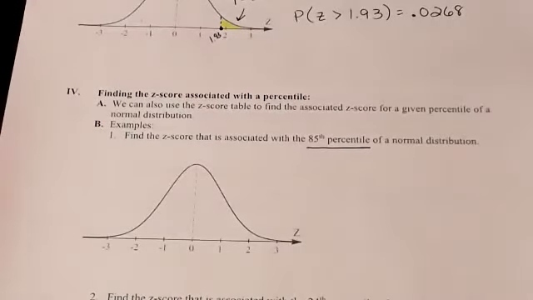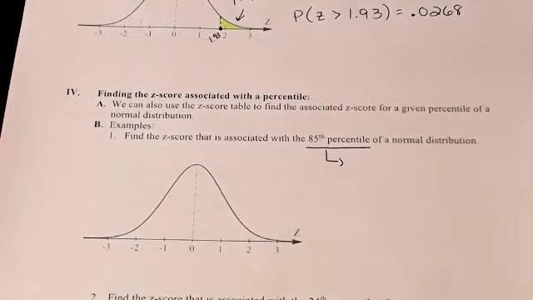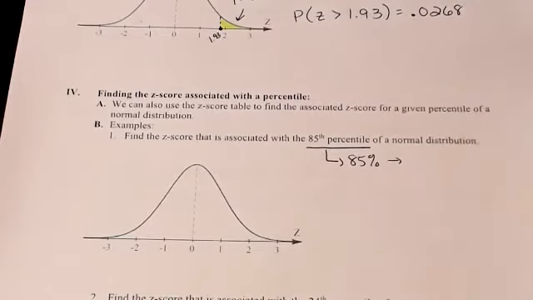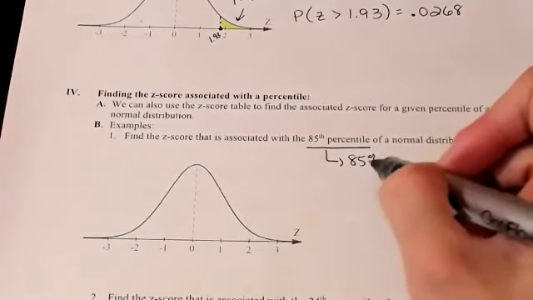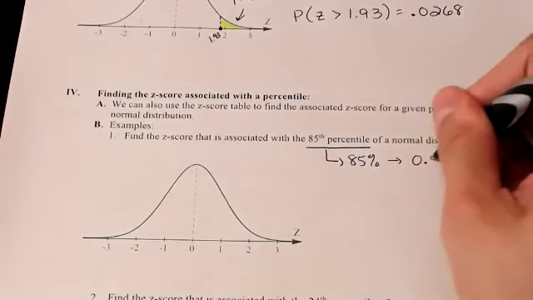Okay, let me show you. And this will probably be our last problem for the day. So find the Z-score that is associated with the 85th percentile. The first thing I'm going to do is turn this into an area. So 85% will be turned into a decimal by simply moving that decimal 2 places to the left, or dividing by 100. So that gives us 0.85.